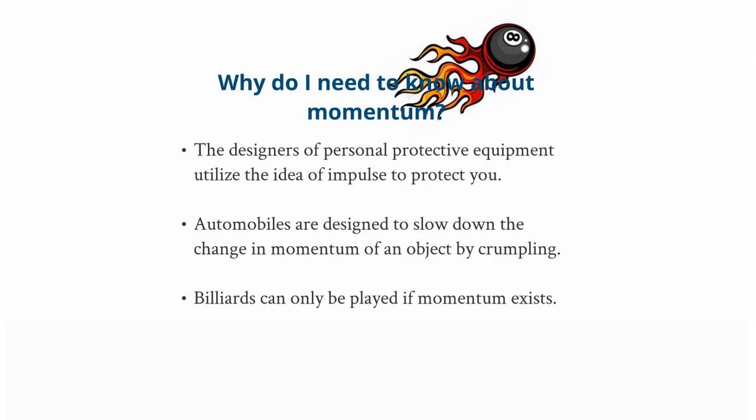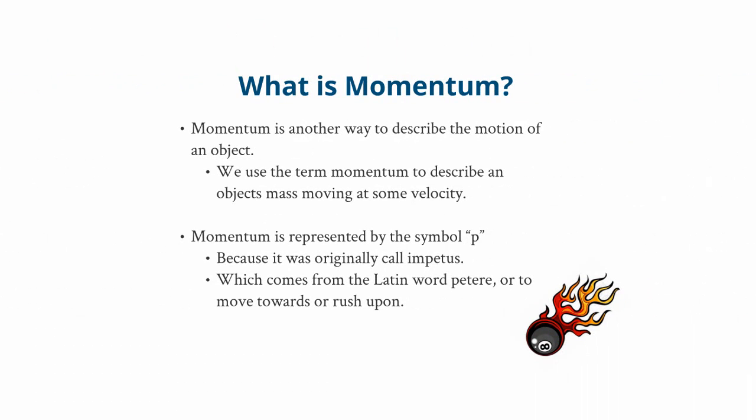Now, why do you need to know about momentum? Well, this is very simple. The designers of personal protective equipment, i.e. helmets, knee pads, elbow pads, they utilize the idea of this impulse and momentum to help protect you. Also, automobiles are designed to slow down the change in momentum of an object by crumpling. So automobile makers do take into account the idea of momentum, and you can only play pool or billiards if momentum ever existed.